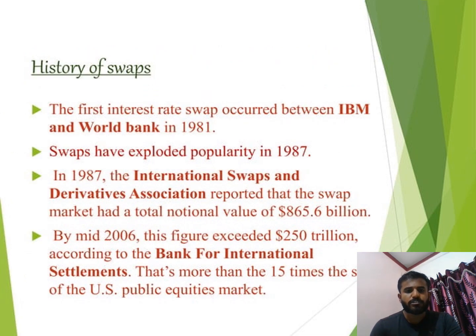Let us discuss the history of swaps. The first interest rate swap occurred between IBM and the World Bank in 1981. Swaps exploded in popularity in 1987, and in 1987 the International Swaps and Derivatives Association reported that the swap market had a total notional value of 865.6 billion. By mid 2006, the figure exceeded 250 trillion, according to the Bank for International Settlements, which is more than 15 times the US public equity market.